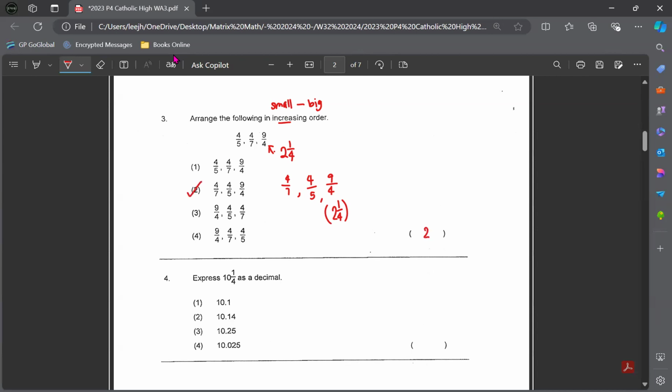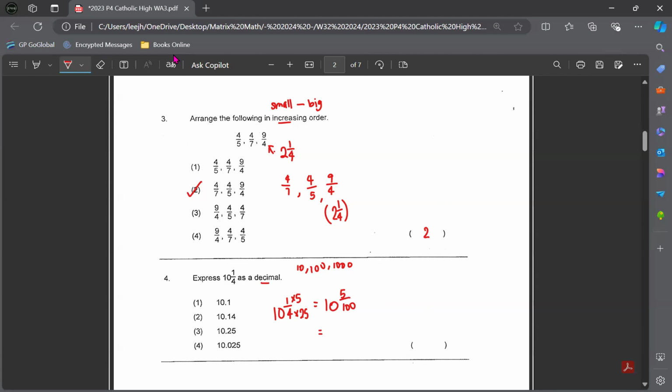Okay. Question 4, express 10 and 1/4 as a decimal. So when you want to convert anything to decimal, remember your denominator must change to a 10, 100, or 1,000, whichever it is. But look at this. This is 10 and 1/4. You cannot change 4 to 10. So that means you only can change the denominator of 4 to 100 by multiplying 25. So in other words, this will become 10 wholes 5 over 100.